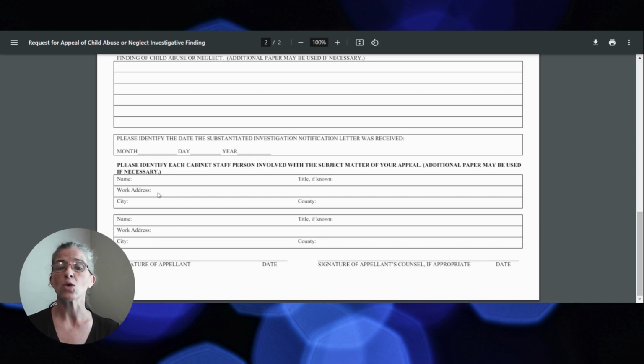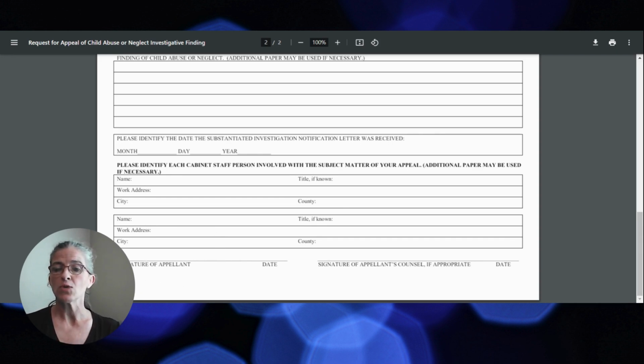You'll see their work address should be the same as the local office that's handling your case. And if you need more than one piece of paper to add people to this investigative appeal process, then go ahead and add it. Follow their format and always be as brief as possible.